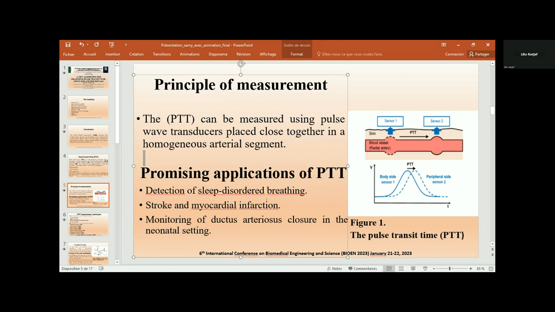Go ahead, please. Okay. Examples of promising applications of PTT: detection of sleep disordered breathing, stroke and myocardial infarction, monitoring of ductus arteriosus closure in the neonatal setting.